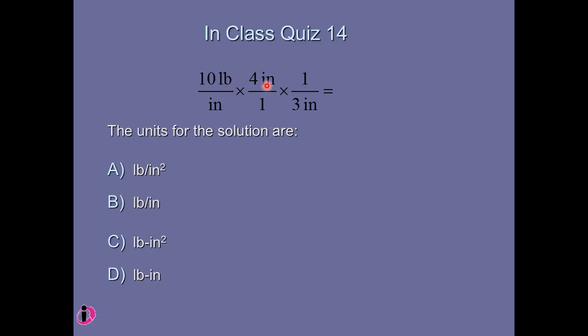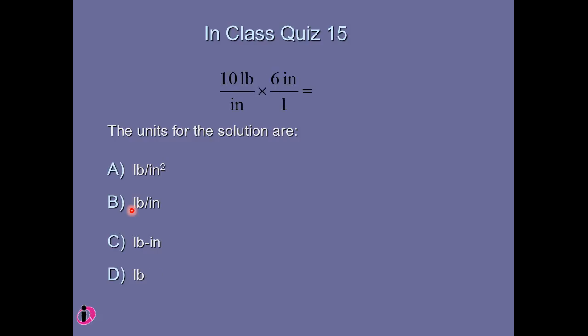Pound per inch, right? The right answer is B, because this inch will be cancelled with, let's say, this one. Then you'll be left with only what? Pound at the numerator, inch at the denominator. So the right answer is what? B, right? The right answer is B.